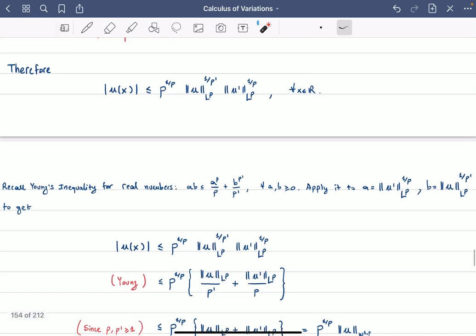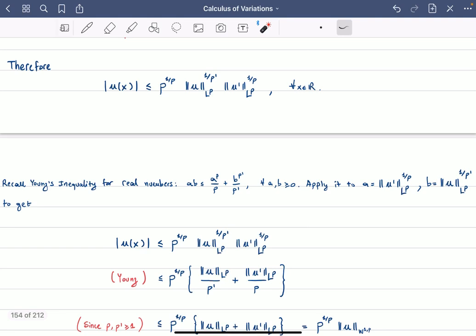Okay, now you see that things are happening. Here we have an estimate which holds almost everywhere, and we want to end up with an L infinity estimate in terms of the W^{1,p} norm of u. So now the idea is to bound this from above with the W^{1,p} norm of u. And to do that, we use this simple algebraic inequality.